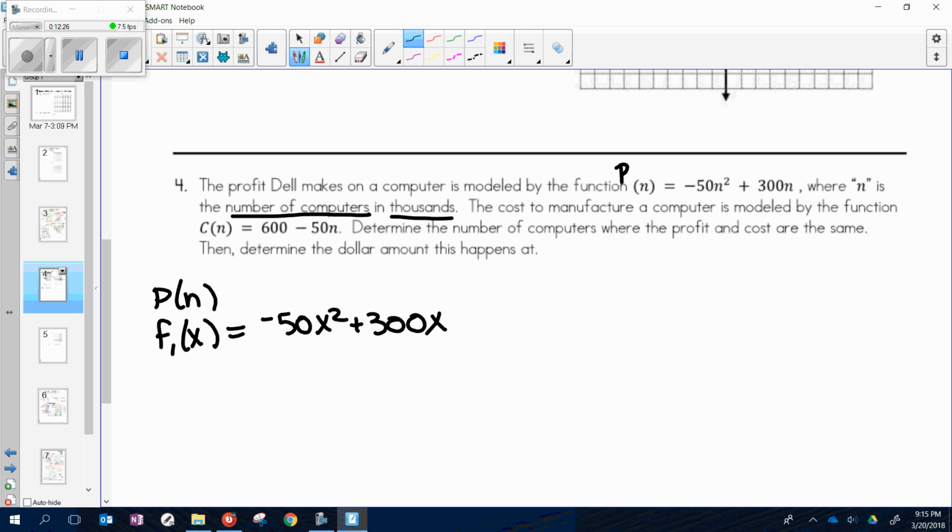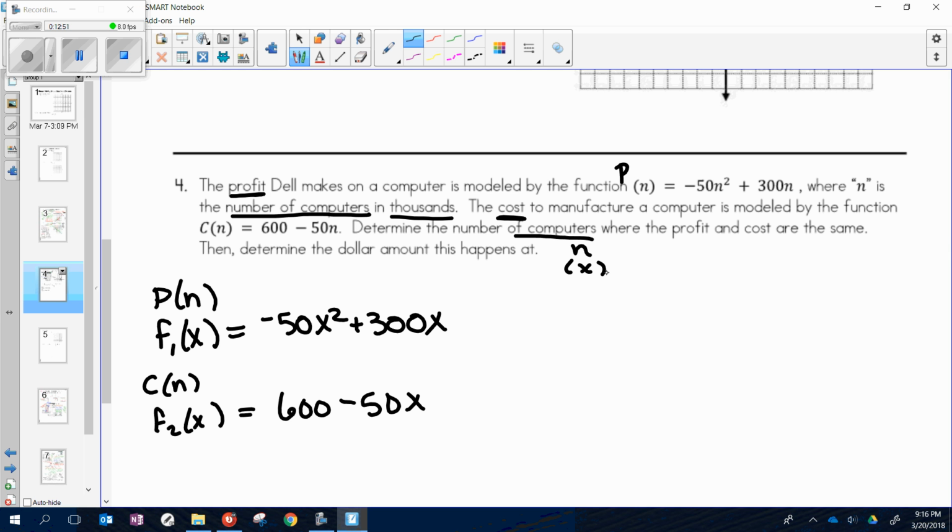So if you get a 5, that means 5,000. And the cost to manufacture a computer is modeled by the function, oh, this is the cost as opposed to the profit. So C of n, why not just call that f2 of x, because I'm going to want x's, is 600 minus 50x. Determine the number of computers, that's n, or in my case, x now, where the profit and the cost are the same, which tells me I'm looking for where they're equal. Then determine the dollar amount this happens at.